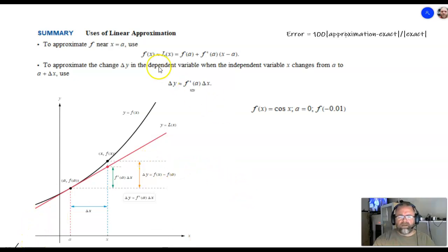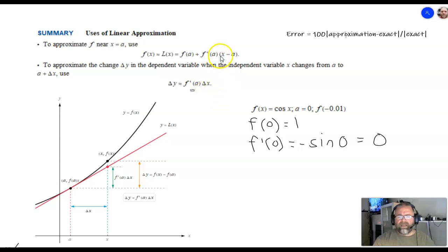All right, so to get the linear approximation equation, we need to find f of a. So remember, a is equal to 0, so f of 0 is just the cosine of 0, which is going to be equal to 1. We're going to need the f prime of 0. Remember the derivative of cosine is negative sine, so this is the negative sine of 0, which is going to be equal to 0.